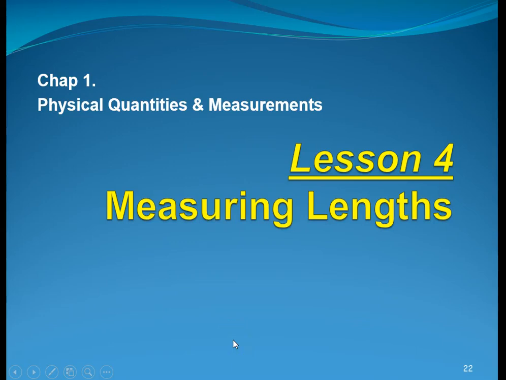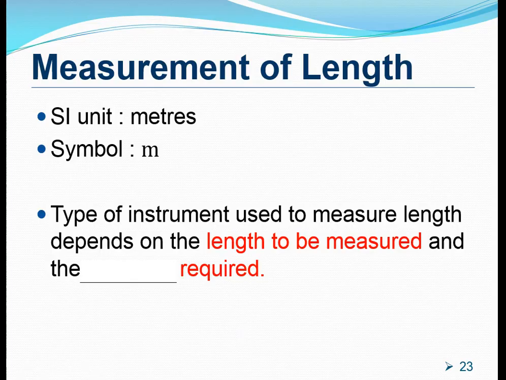Hi there, this is Physics, Chapter 1, Physical Quantities and Measurements. Lesson 4, Measuring Lengths. Now in this video, we will explore a little bit more on how we can measure length. But before we do that, let us recall that the SI unit for length is none other than the meters, and the symbol for this unit is the small letter m.